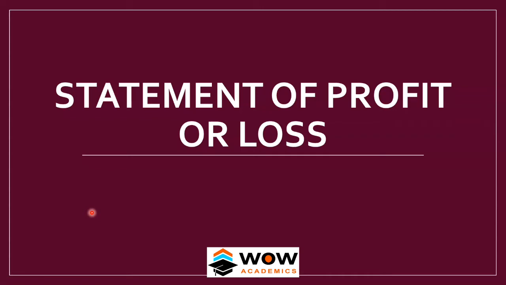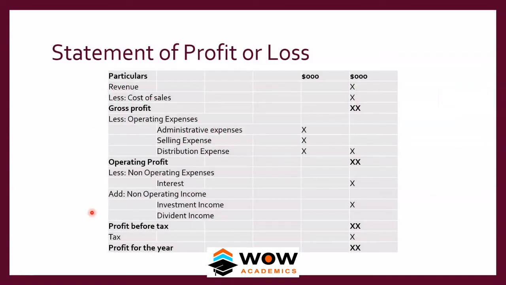So in this segment, we'll look at the statement of profit or loss account. So this is the statement of profit or loss. First you have the revenue number, then you deduct cost of sales, and from that you will get the gross profit. From gross profit, you deduct operating expenses such as administrative expense, selling and distribution expense, and any other operating expense, and you will get your operating profit.